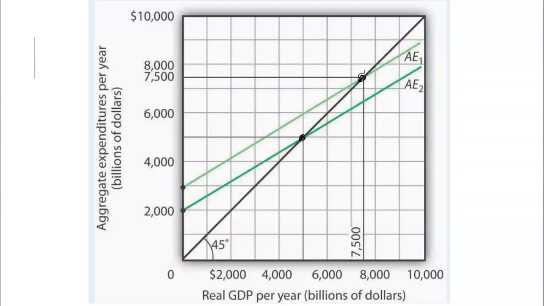Okay, so now that you've worked on this, this is what your graph should look like. You should have aggregate expenditures on the y-axis and real GDP on the x-axis. Your first line, AE1, should have an intercept at 3,000, and you should have a real GDP of 7,500. Your second line, when net exports decreased, should have an intercept of 2,000 and a new real GDP of about 5,000. So hopefully your graph looks something like this. If you need to look at this a little bit longer, pause here.